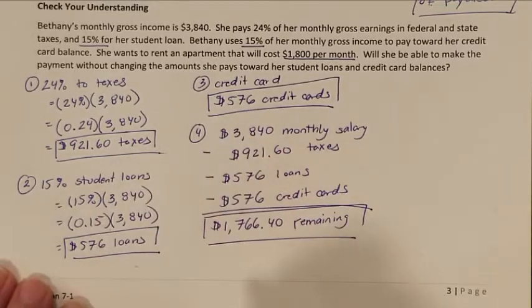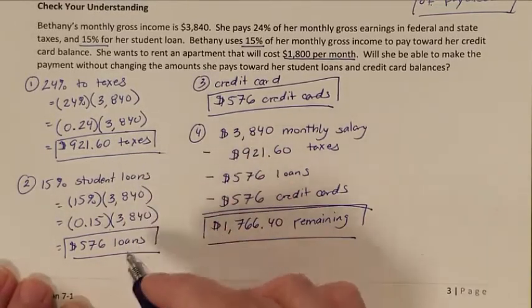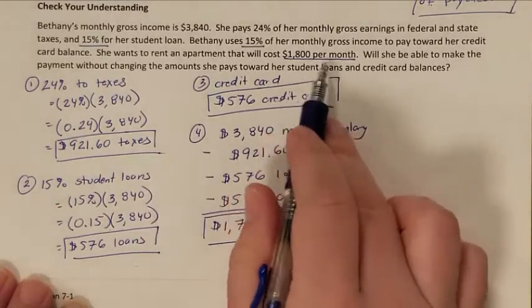She still hasn't paid for food. She hasn't paid for her utilities. She hasn't paid for living. So she definitely cannot afford this apartment.